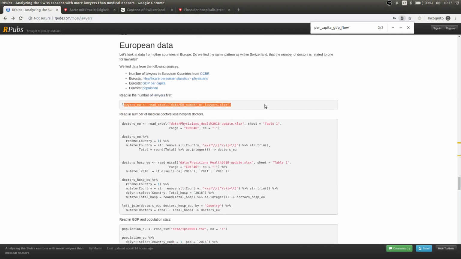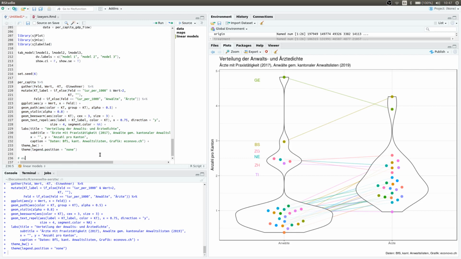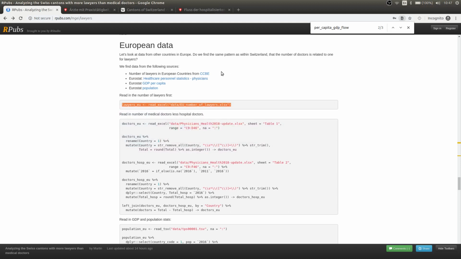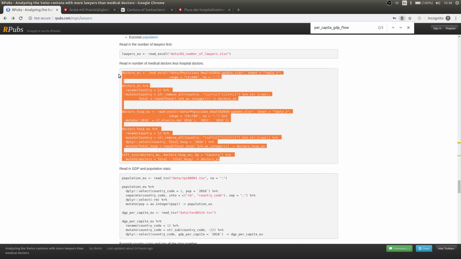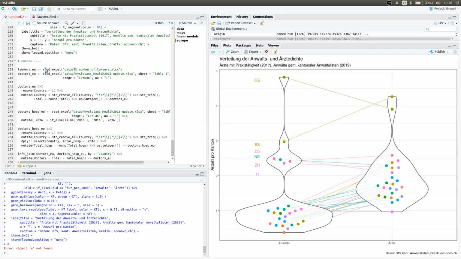Let's look at the European data, so expand our analysis to Europe. And we get the number of lawyers from CCBE, the rest of the stats from Eurostat, the statistical office for the European Union. We have to also do some data wrangling. Do this.